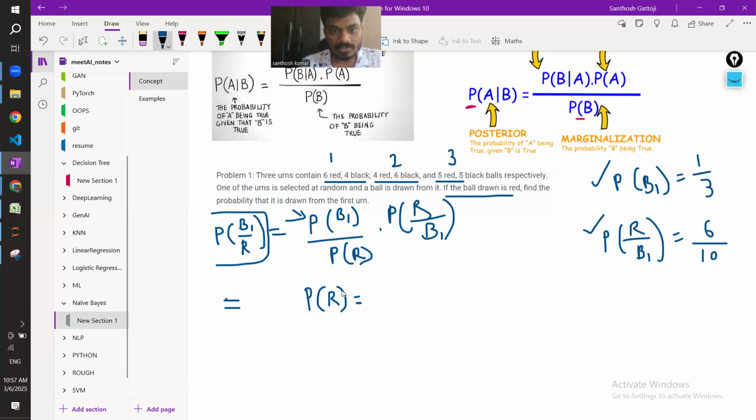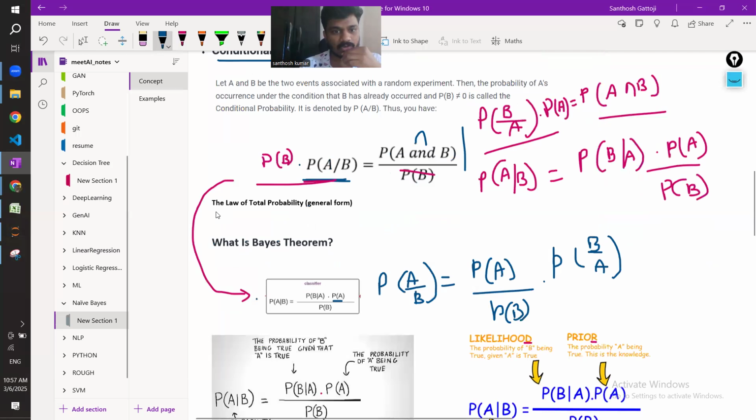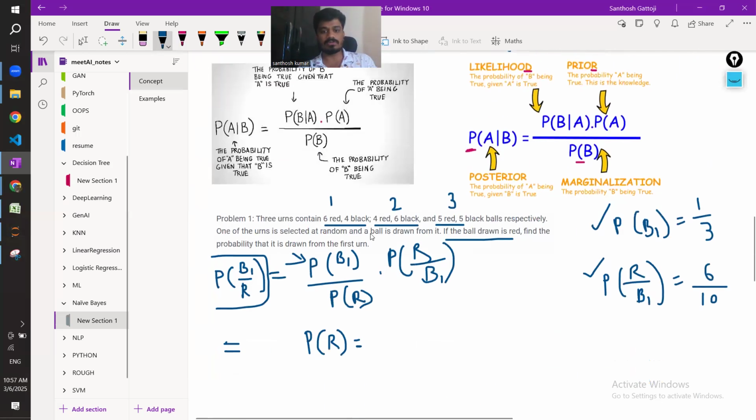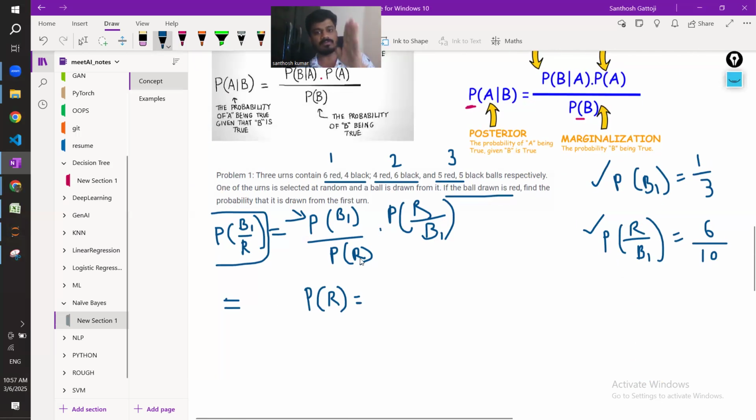So here we use something called the law of total probability, Karthik. The law of total probability is what? The total probability of getting R is from box 1, box 2, box 3. But we don't know from which box I'll pick, so you should use the box probability also. So the idea is, probability of getting R is probability of getting red from B1.